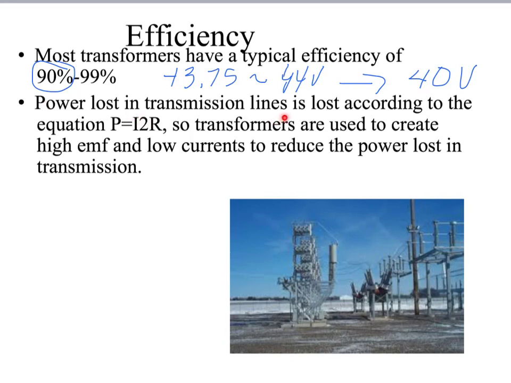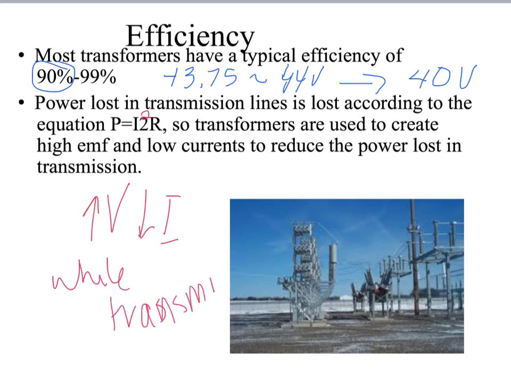Also, the power lost in transmission lines, which are the wires that carry all your electricity to your house, is lost according to the equation P equals I squared R. So transformers are used to create high EMF and low currents, to reduce the power lost in transmission. So they increase the voltage so that it decreases the current while being transmitted. And then that will return it to normal at your house.